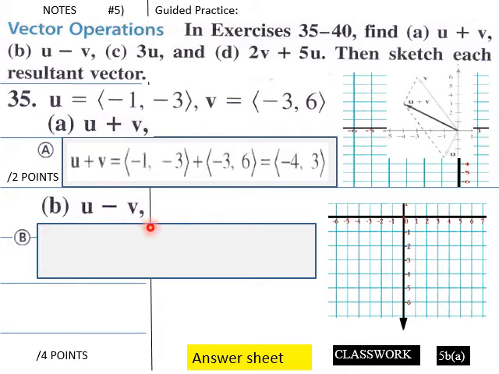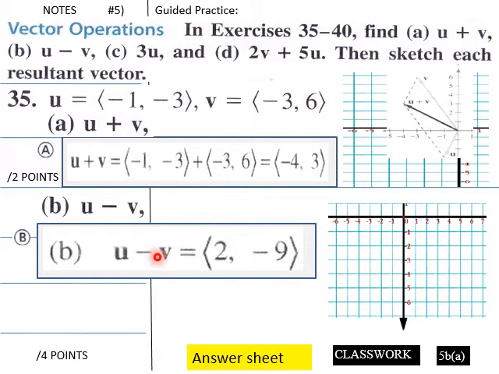And then b here is u minus v. So now we're going to subtract v from u. For that one, we have u minus v coming up to (2, -9). So let's see here. Negative 1 minus a negative 3 would be a positive 3 minus... so this is where we get our 2. And then we get negative 3 minus a 6, which would be negative 9.